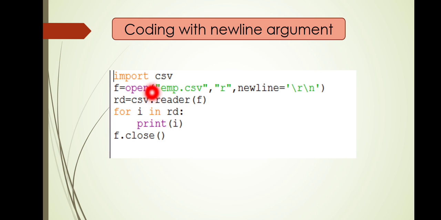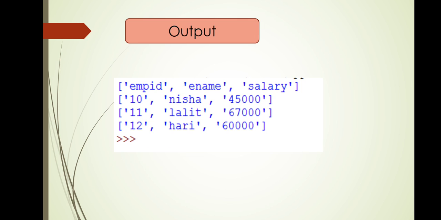So what has the reader function done? This reader function has created the reader object which will take the entire data of the file and convert it into the iterable sequence. Now this reader object is containing all the parsed data. Now we are going to use this object in the for loop and read it one by one. So for i in rd, this is an iterable sequence. Print i. So see, these are the contents that are displayed.